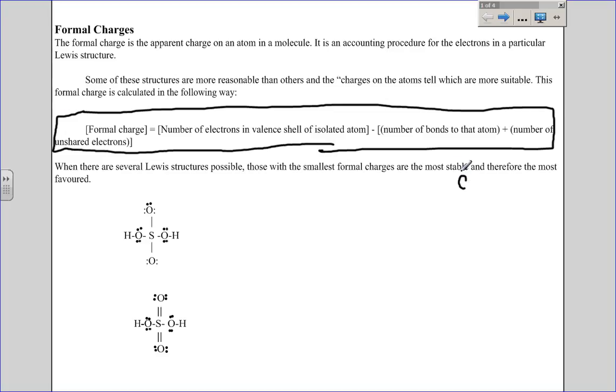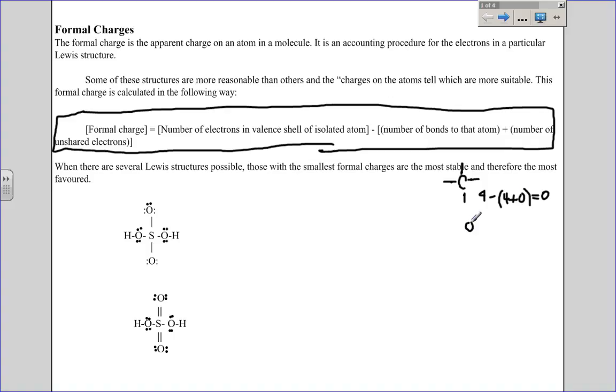Carbon has 4 valence electrons. And from our studies of carbon in organic chemistry and in biology, we know that carbon always forms 4 bonds. So we would expect always to see carbon in a Lewis structure with a total of 4 bonds. Let's look at the formal charge on carbon with its 4 bonds. We take the number of electrons in the valence shell, which is 4. We're going to subtract the number of bonds to that atom plus the number of unshared electrons. So in carbon there are 4 bonds and there are no lone pairs. So it's following its expected bonding and there is no formal charge.